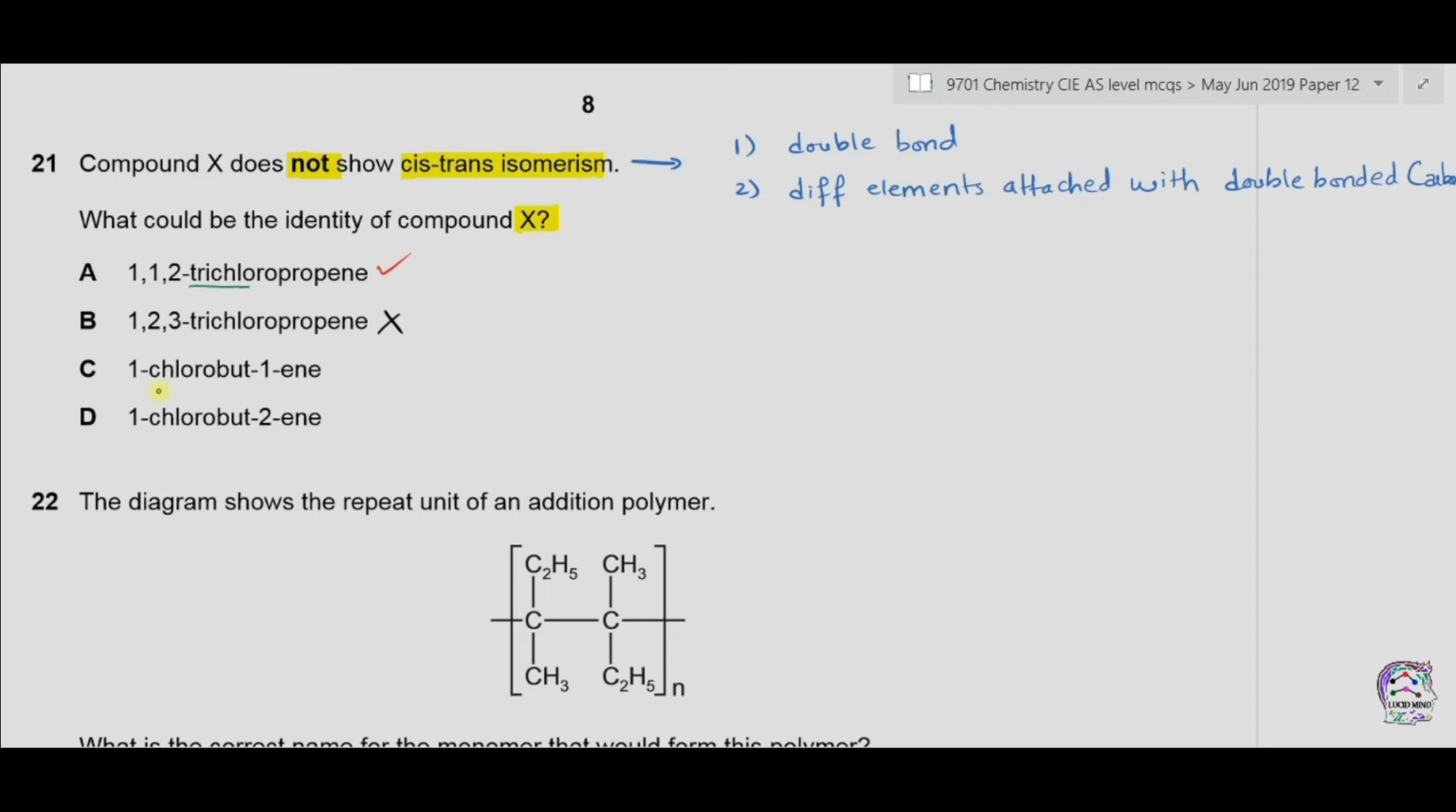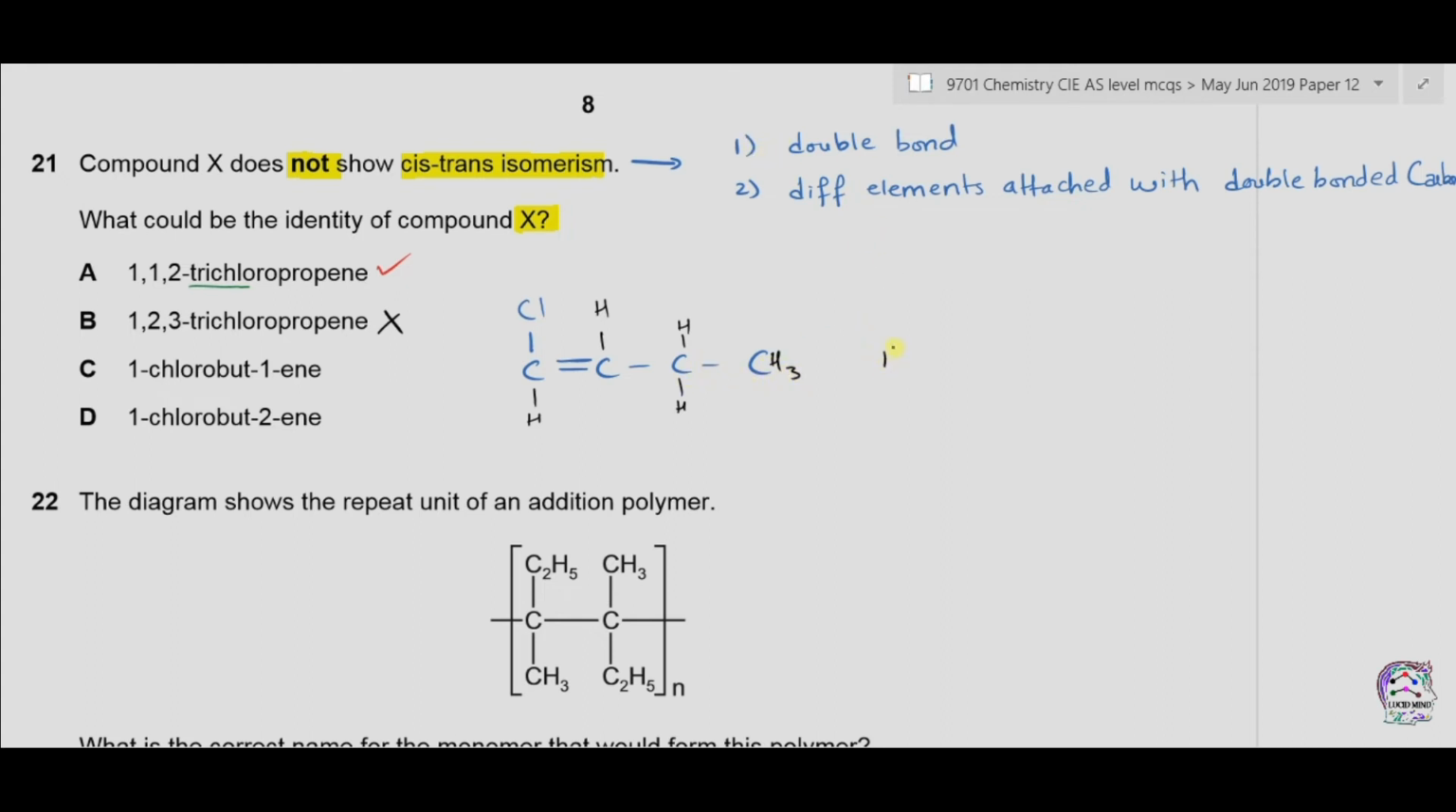Let's find out about C. C is 1-chloro-but-1-ene. So we have 4 carbon atoms. As it is 1-ene, so therefore the double bond is in between first and second carbon. And 1 carbon also consists of chloro, 1 chloro. Now rest of the hydrogen atoms, we have 1 hydrogen with this one, 1 with this, 2 with this, and 3 with this one.